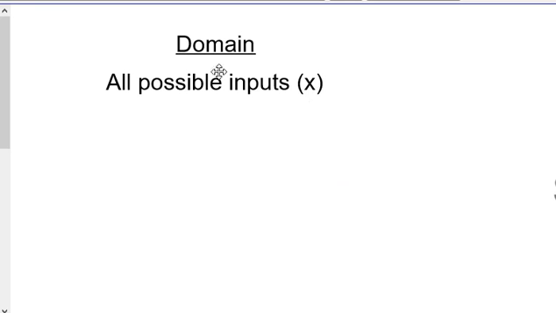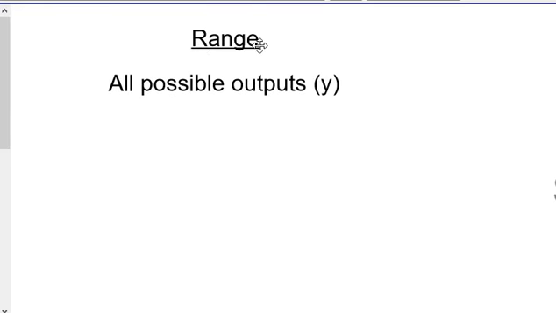Okay, domain. The domain is all the possible inputs. All the possible inputs. We'll see an example of that here in a moment. The range is all the possible outputs, all the possible y's. So let's see what that looks like.